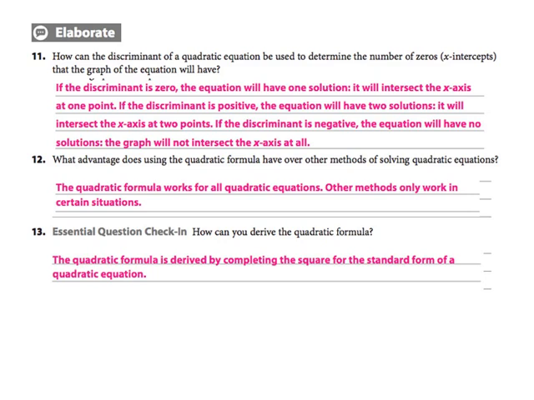Right, for number 12, what advantages does using the quadratic formula have over other methods of solving quadratic equations? So one advantage is that the quadratic formula will solve all quadratic equations. Plus, the other method is that sometimes we cannot factor. Right? And then for number 13, the essential question: how can you derive the quadratic formula? So we derive the quadratic formula by completing the square.